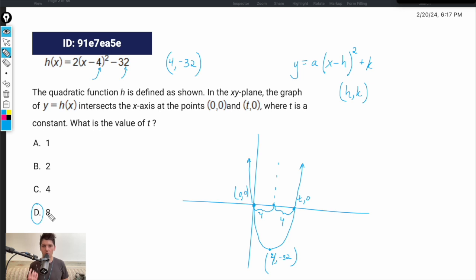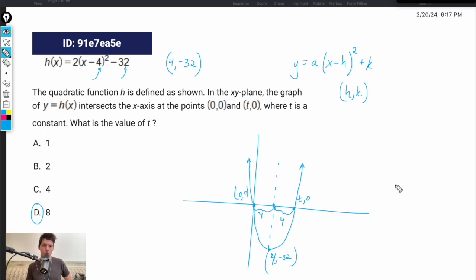So this question can go really fast if you know your stuff. If you know the vertex form, you immediately know (4, -32). If you know (0, 0), you should be able to say then, well, that distance from my point (0, 0) to the axis of symmetry is 4 units, right? Since the vertex is at 4. And then I can move 4 units further in the same direction to get to t, right? So that's a really fast way of doing that.